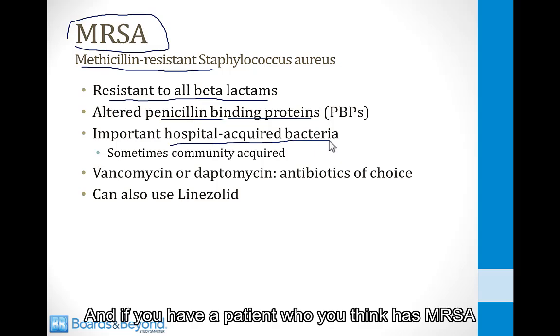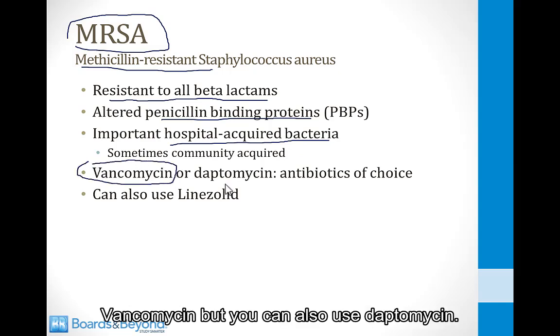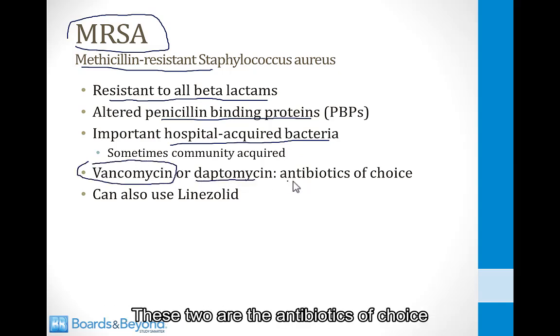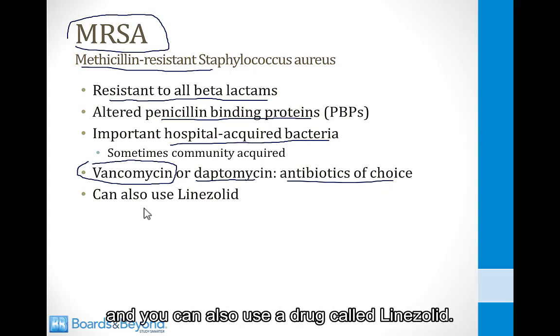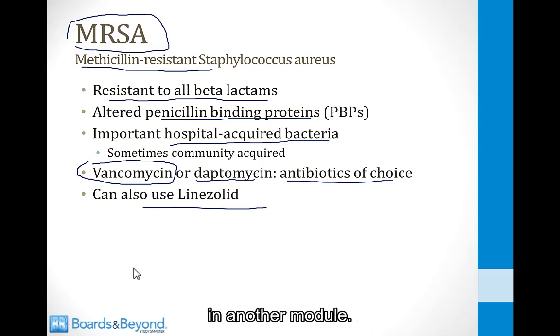patient who you think has MRSA or you know has MRSA, the antibiotic most people go to is called vancomycin, but you can also use daptomycin. These two are the antibiotics of choice. And you can also use a drug called linezolid. And I discussed the mechanisms of all these antibiotics in another module.